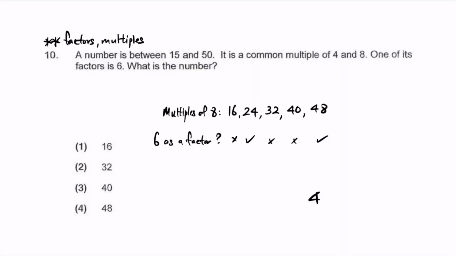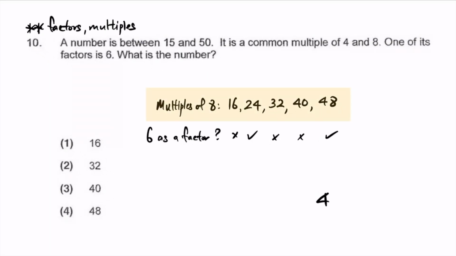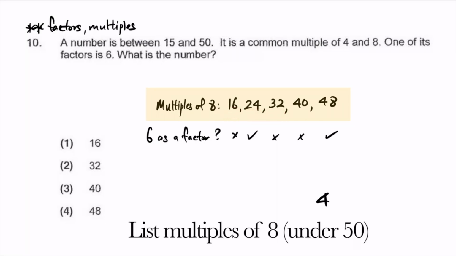And level 2, again, factors and multiples. A number is between 15 and 50, so that's useful. We are limited, so we don't have to go crazy finding a lot of numbers. So the common multiple of 4 and 8. So I'm going to list multiples of 8, right? And here we go. But make sure that we don't go over 50.